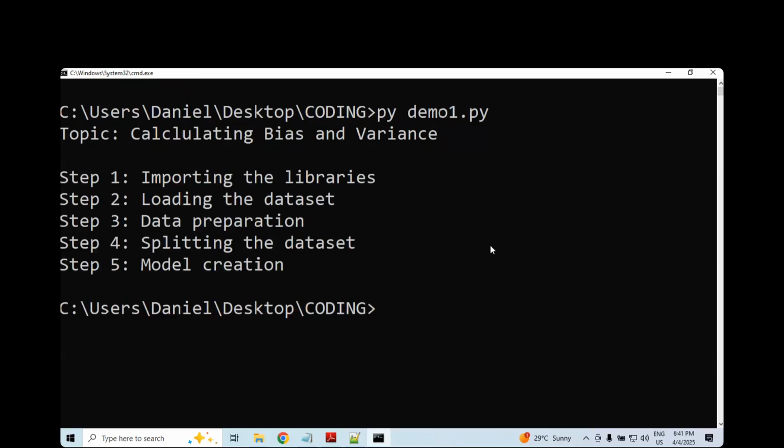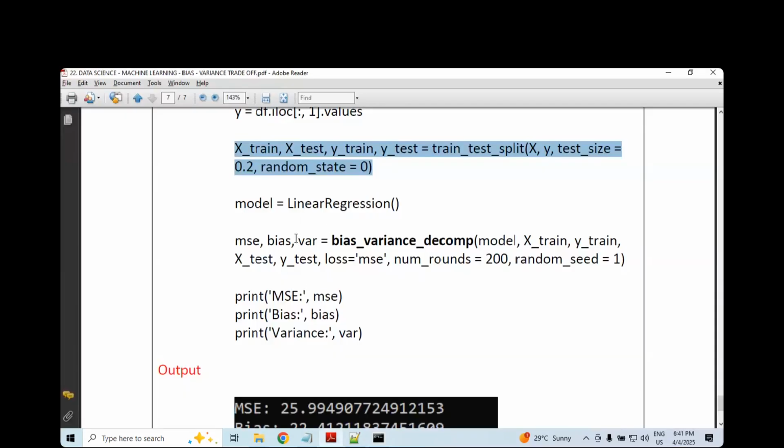Next step. Look at my screen. Now, instead of training the model, you can just call this function, which takes care of the training. I'm repeating again, the function is called bias variance decomposition, a kind of decomposition.